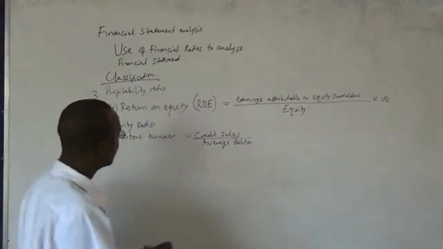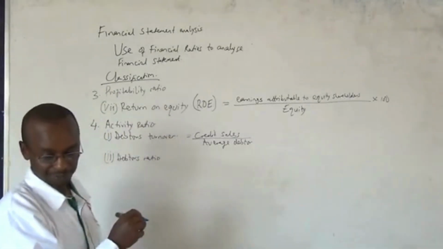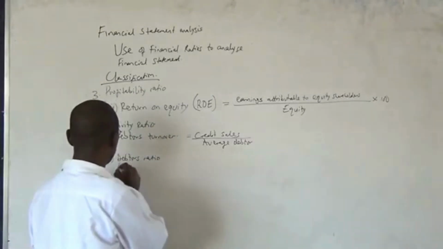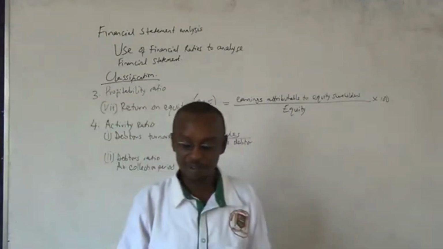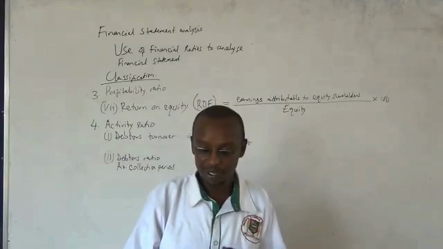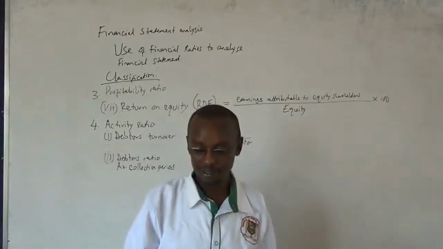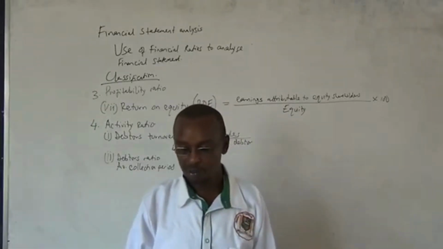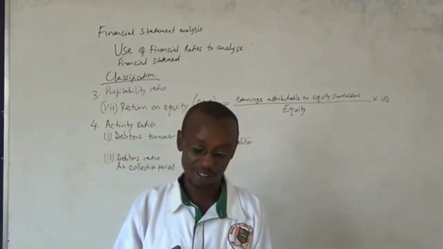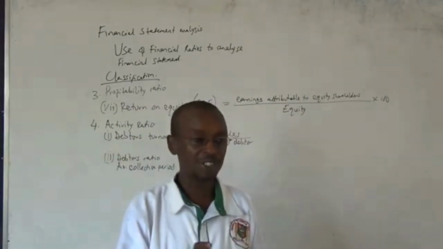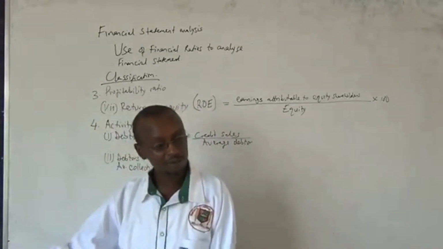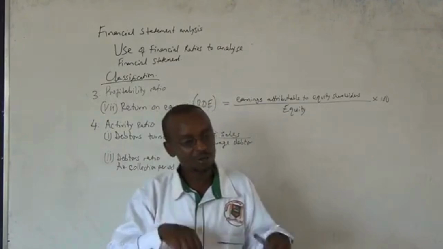debtors ratio. Debtors ratio is also called the average collection period. It shows the average period of credit taken by customers who buy on credit. So it is compared with the credit period given to the company by suppliers to give an indication of the credit administration efficiency. So it will show whether we are efficient in collecting money from debtors, because the money that we collect from debtors is the one that we use to pay the creditors.